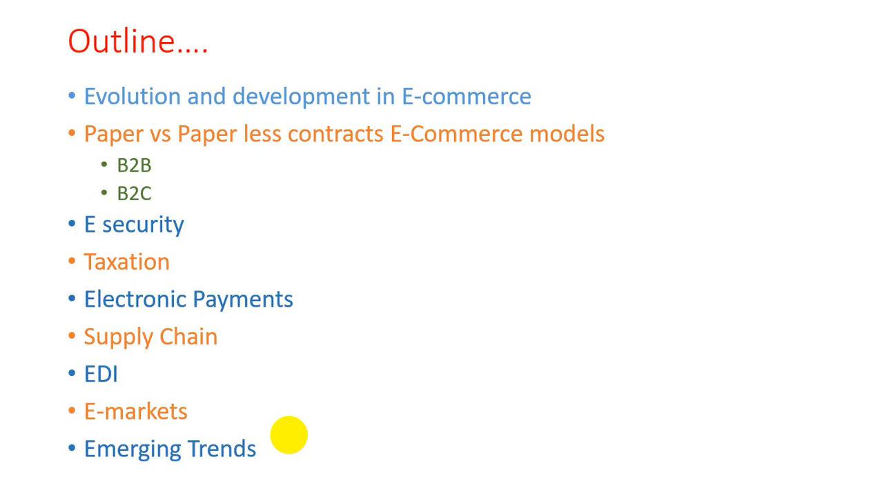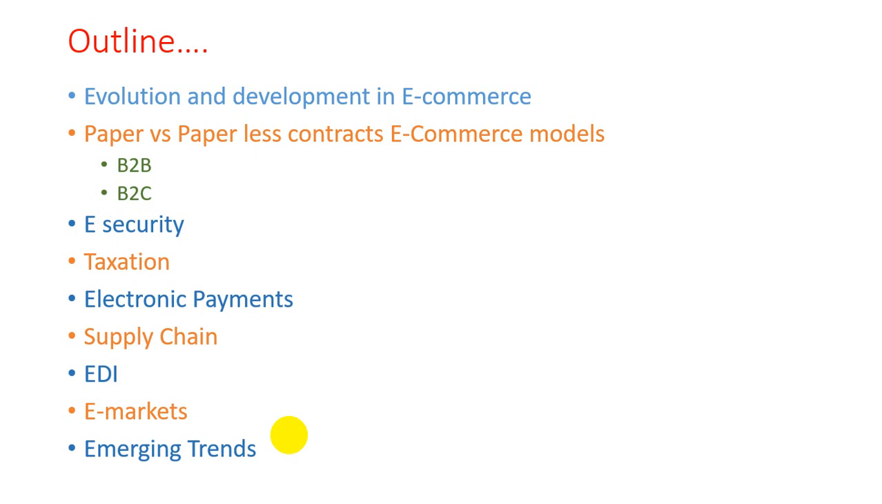Then we will discuss e-security, because whenever we purchase any product through the e-commerce market, it is mandatory to remember what issues can happen. E-security is a mandatory topic to understand how we provide security in the online market, and what the different issues are when purchasing online products.